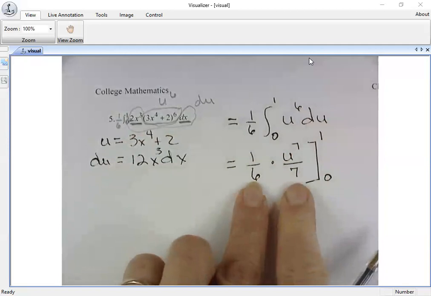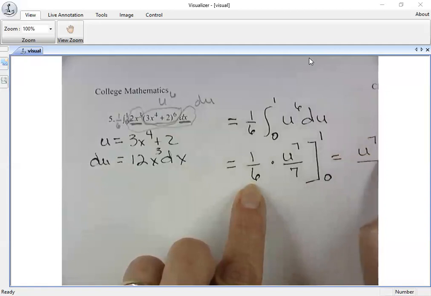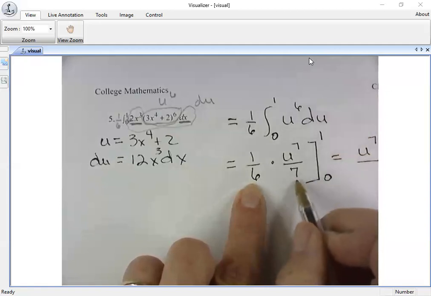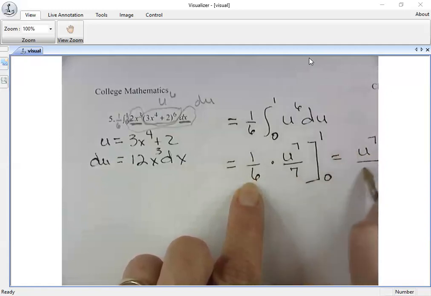Now, I can kind of clean this up a little bit because that could be written as what? U to the 7th over what number on bottom? 6 times 7 is 42.